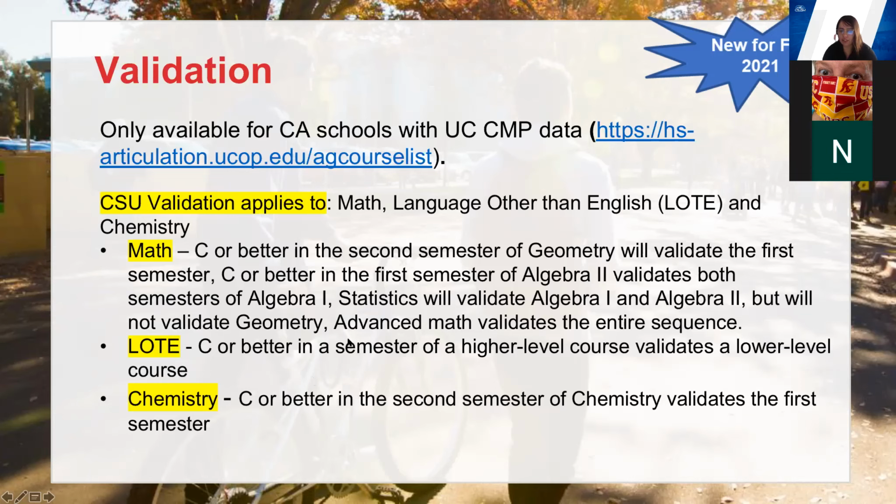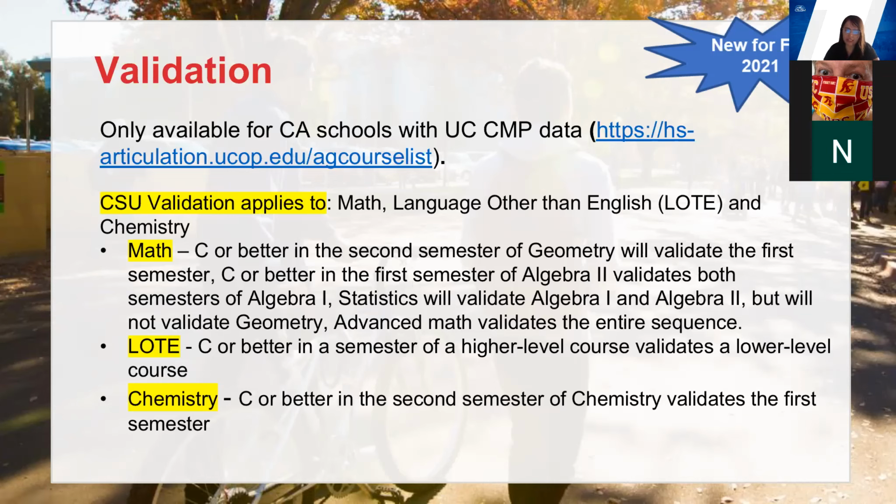However, let's say you took an advanced math, and you can go ahead and view that information in UC doorways under your specific school. Let's say you took pre-calc, right? And you earned an A the second semester of pre-calc. That would validate your entire math requirement. So just, again, making sure that you pay attention to these specific rules.